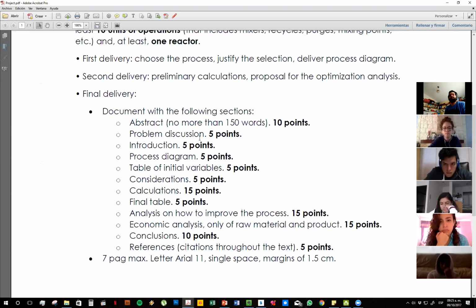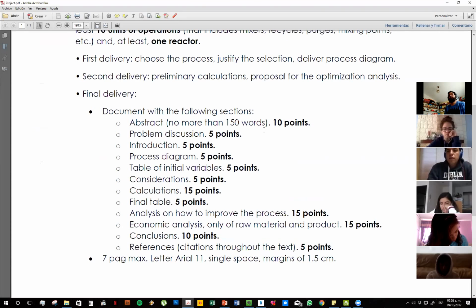The problem discussion is, well, more or less the first delivery, right? Why would you choose the process? Why you could justify it, how you justify it, and so on. The introduction, well, it's a part of any document. What is the background of that particular process, for example? Well, we chose the beer process because beer is one of the greatest industries in Mexico, and so on and so forth, whatever you want to.